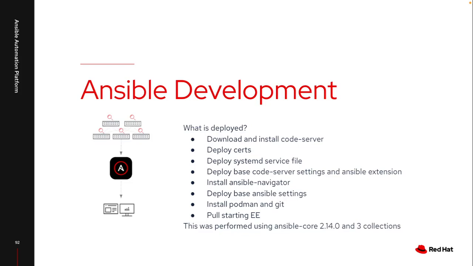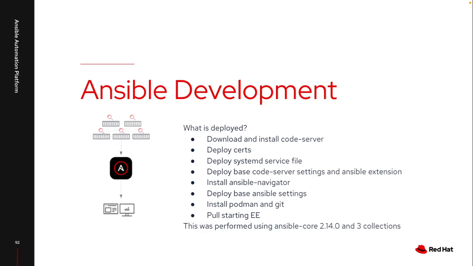Then I actually deploy the base code server settings in the Ansible extension, so everything is set up for them. I go through the process of installing Ansible Navigator, including some base Ansible settings, so the actual ansible-navigator.yaml file, a base inventory, as well as a base ansible.cfg to point to that inventory. This means that they can very quickly get through the initial starting points of development by just logging into that web interface. Because I'm leveraging Ansible Navigator, I also install Podman and Git, so I know generally there is some sort of source control process built in, so I do deploy Git so you can easily start with that process as well.